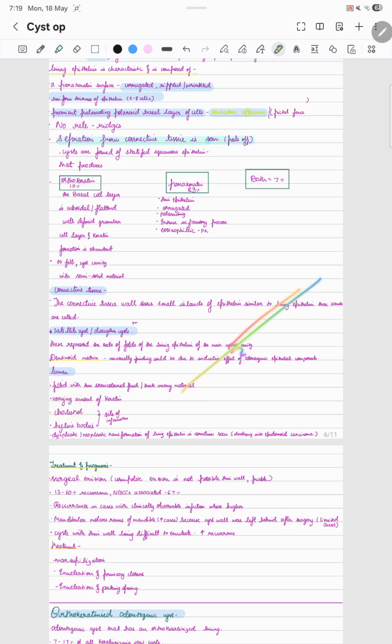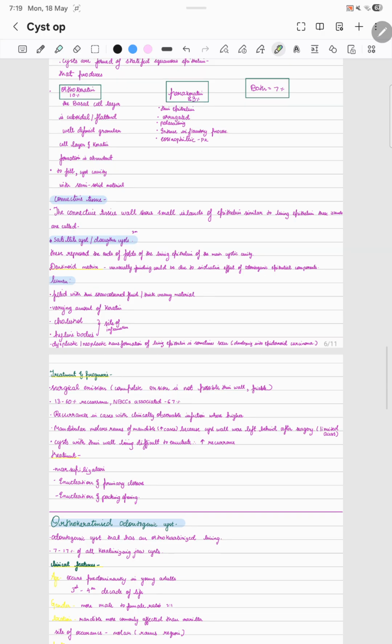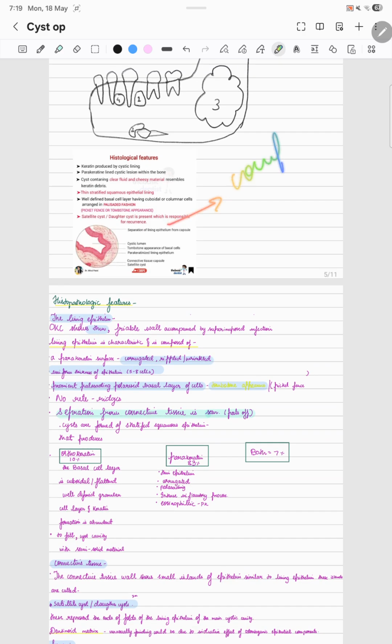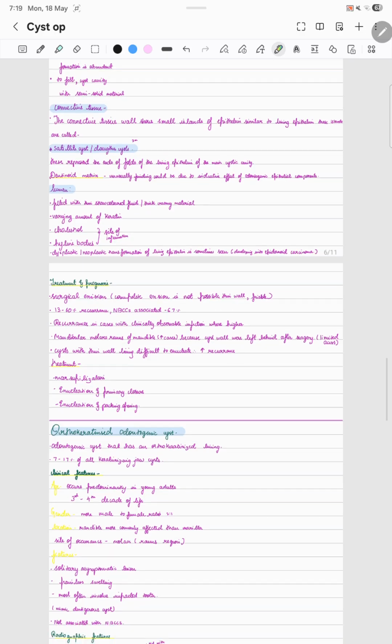crystals. When you take an FNAC or aspiration, you see these shiny crystals. These are your cholesterol crystals, and you see hyaline bodies as well at the site of inflammation, or if you do an aspiration, you get to see them. Then you see dysplastic, neoplastic transformation of the lining epithelium. Sometimes it develops into epidermoid carcinoma. So the complication would be epidermoid carcinoma.